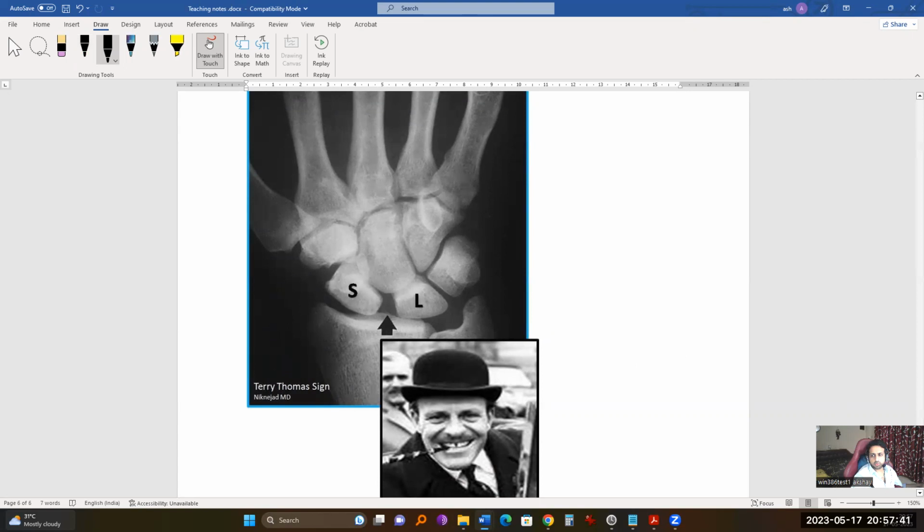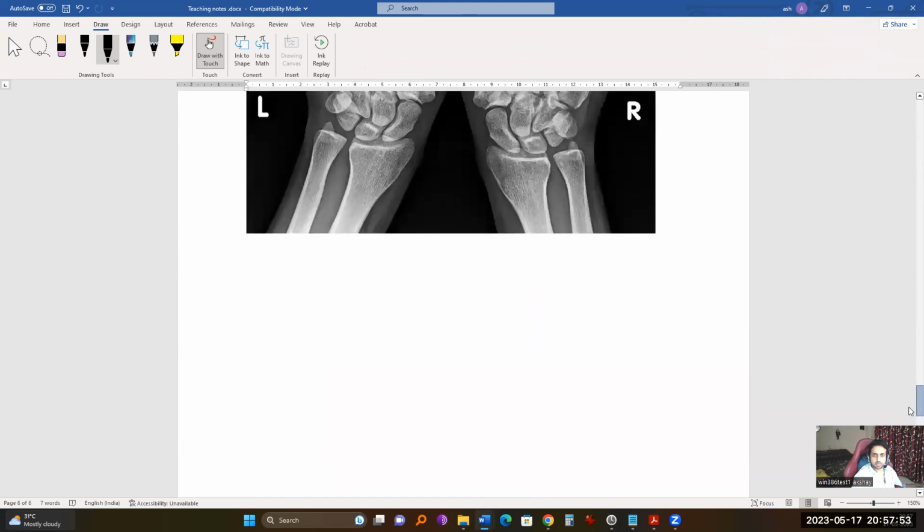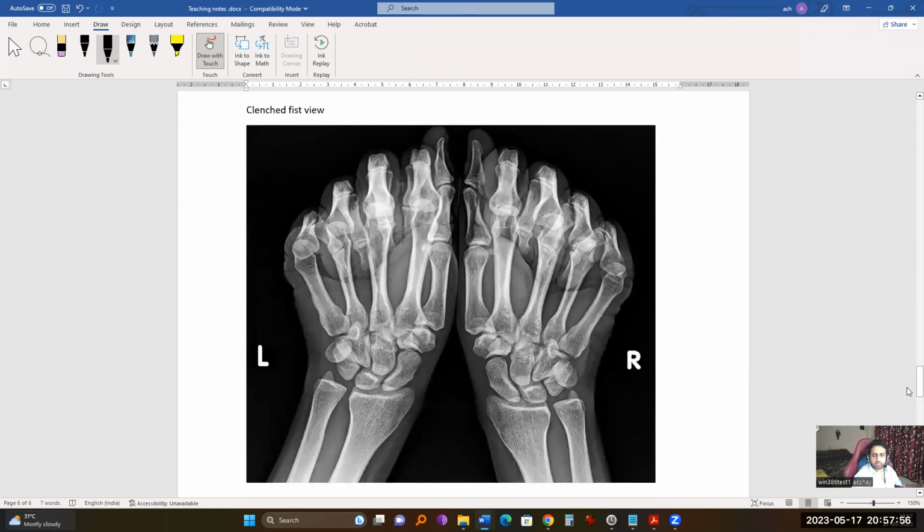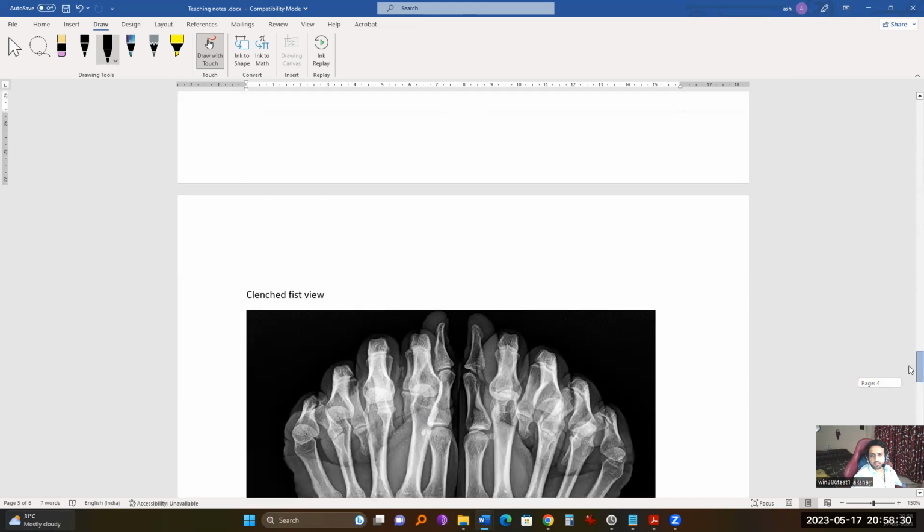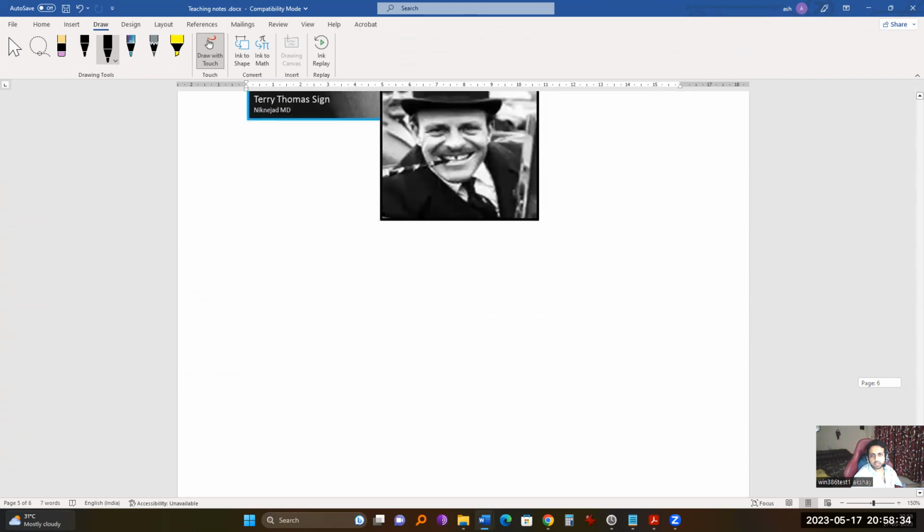What is the next X-ray you need to take if you have any doubt or confusion about a scapholunate dislocation? That's a commonly asked question. We take a clenched fist view. You clench both fists, and an AP X-ray is taken, usually bilaterally, and the scapholunate gap is measured. You can see here it is normal and here also it is normal. So this is a normal scapholunate alignment, with no scapholunate dislocation. So that is the Terry Thomas sign and the scapholunate dislocation.